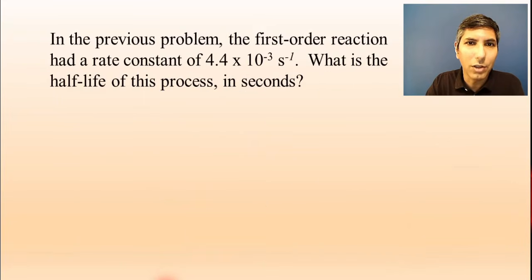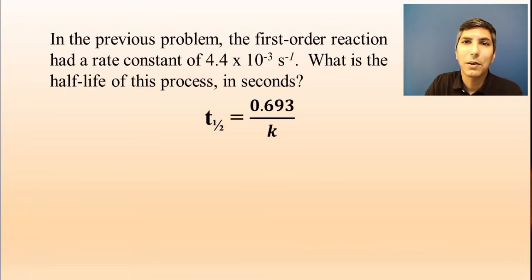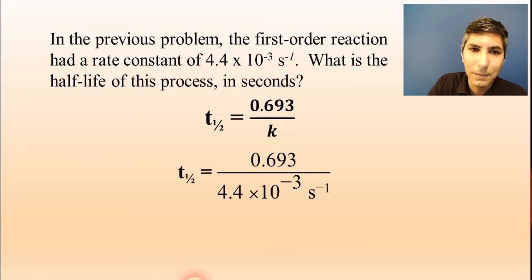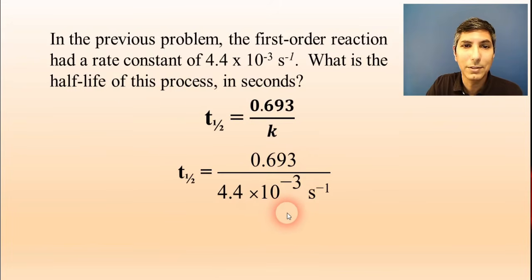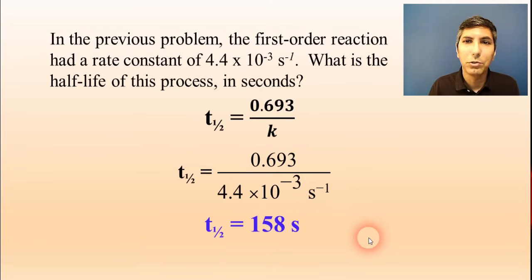Now we're going to use that equation to solve a half-life problem. In the previous problem, the first order reaction had a rate constant of 4.4 times 10 to the third reciprocal seconds. What is the half-life of this process in seconds? Well, if we know the rate constant, all we've got to do is plug it into that equation right there. So plug it in, and if you take 0.693 divided by 4.4 times 10 to the third reciprocal seconds, you find that the half-life is equal to 158 seconds.